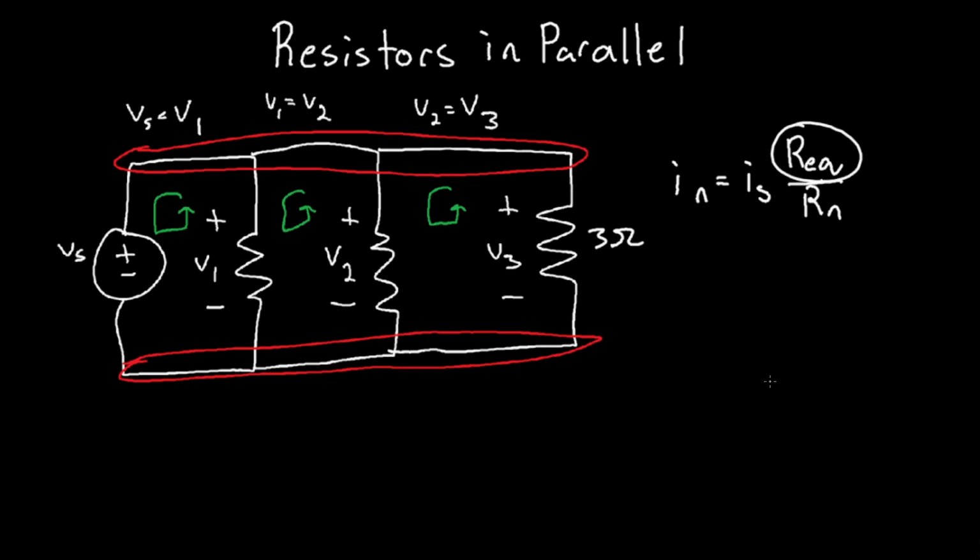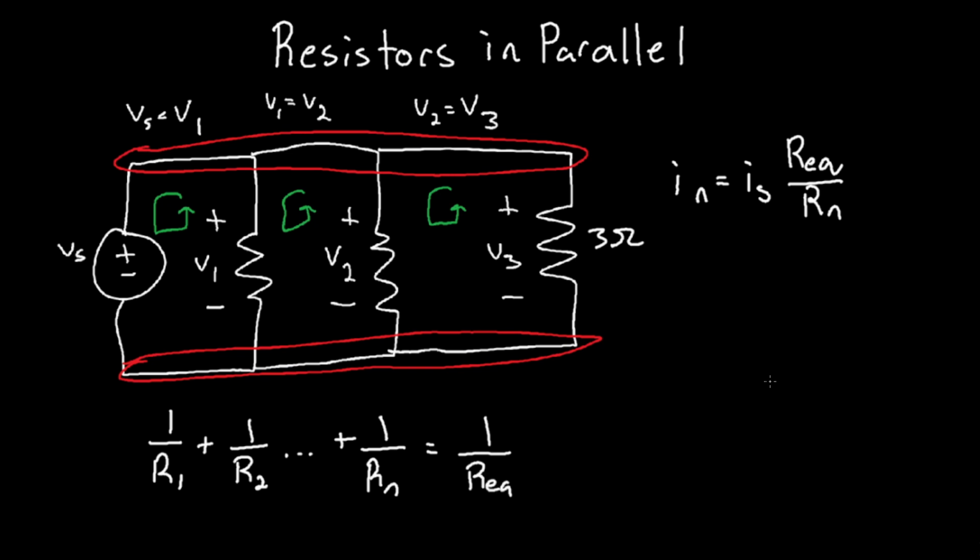But you need the equivalent resistance. Just like series resistors, you can add all these resistors, but you add them in a different way. When you add them, you must add them like so: 1 over R1 plus 1 over R2 dot dot dot plus 1 over Rn, where N just stands for any amount of resistors, is equal to 1 over Req.